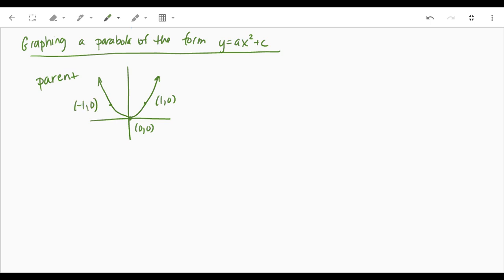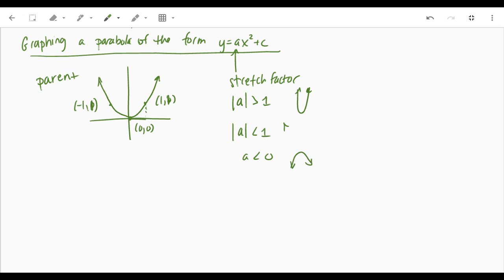A is still a stretch factor. So again, if the absolute value of A is greater than 1, you're going to get a skinnier parabola. When you go to the right 1 from the vertex, instead of going up 1, you go up A. If we go up something that's more than 1, it's going to be skinnier. If the absolute value of A is less than 1, it's going to be fatter. And again, if A is less than 0, we're going to flip it. C is your vertical shift.